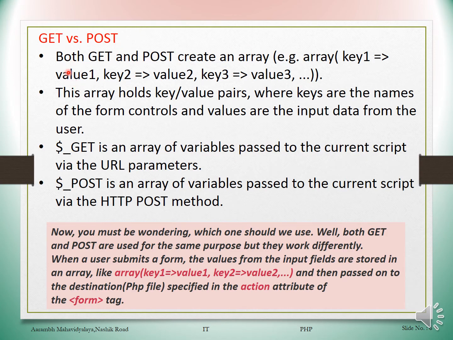First of all, both get and post create an array. When we use the get method or post method, these two methods create an array. For example, an array of key 1 of value 1, key 2 of value 2, key 3 of value 3.